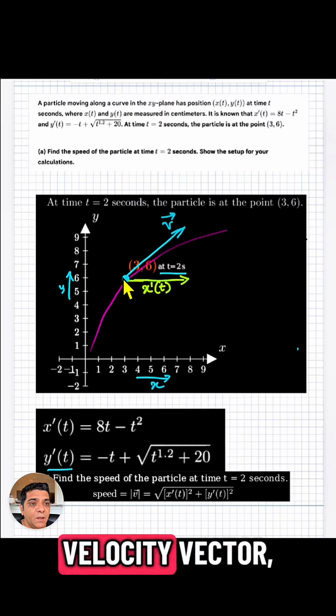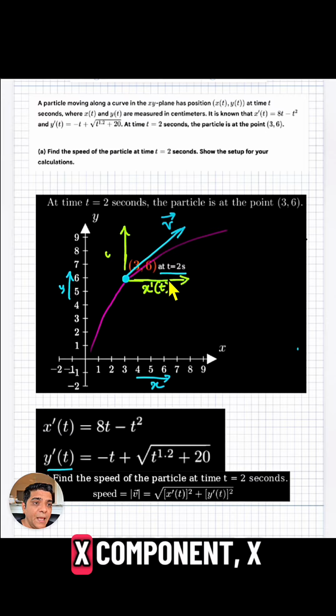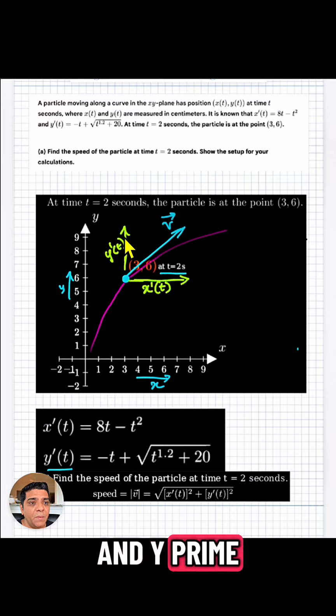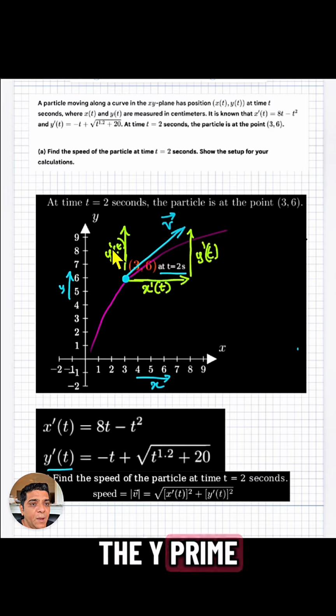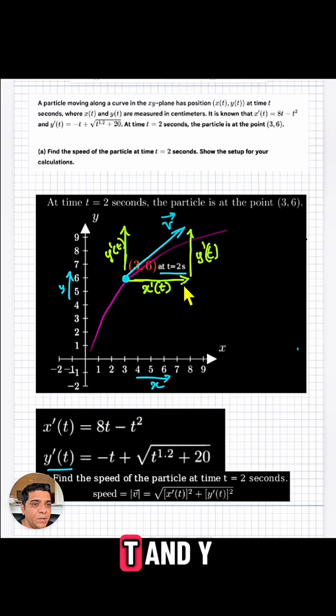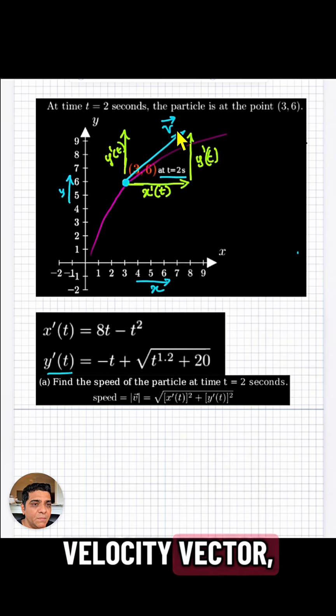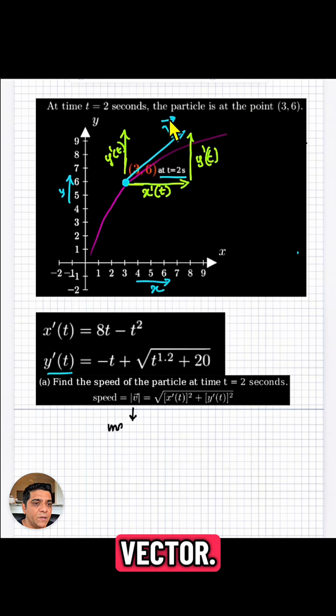And this velocity vector, of course, since it's on a curve, has an x component, x prime of t, and a y component, y prime of t. The y prime of t can be moved out here. So now you can see x prime of t and y prime of t, and that's our total velocity vector. Okay, good.